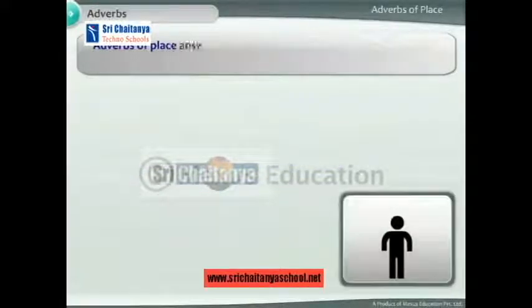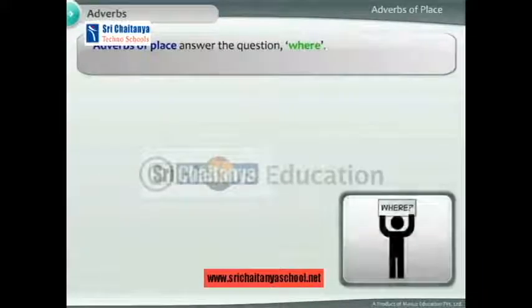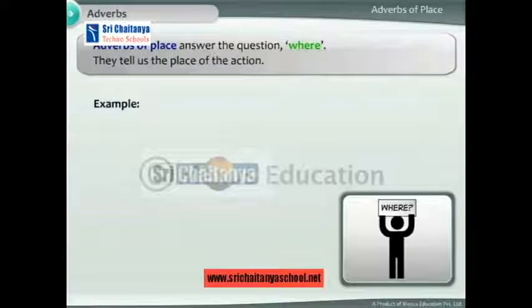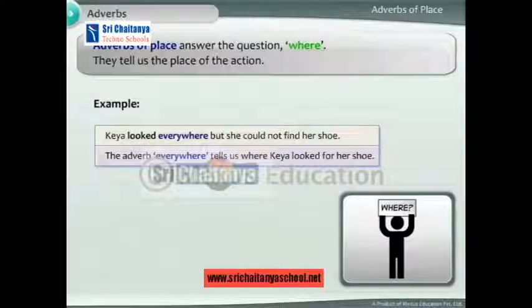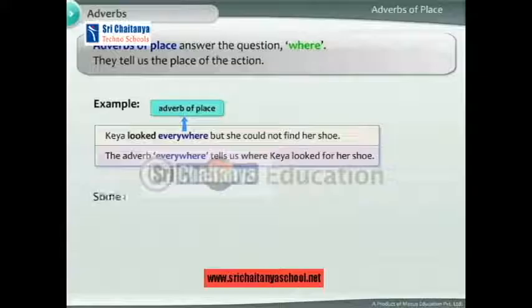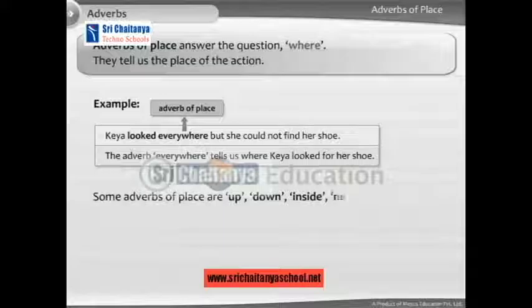Adverbs of place answer the question where. They tell us the place of the action. Take a look at this sentence. Where did Kea look for her shoe? She looked everywhere. In this sentence, the adverb everywhere tells us where Kea looked for her shoe. Everywhere is an adverb of place. Some other adverbs of place are up, down, inside, nowhere, near, far, and in.